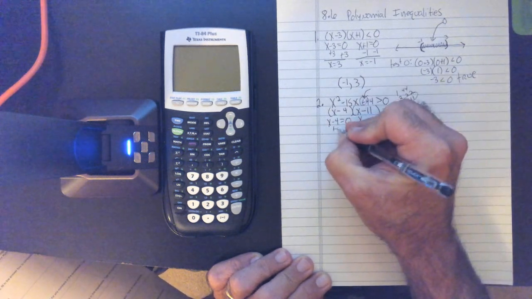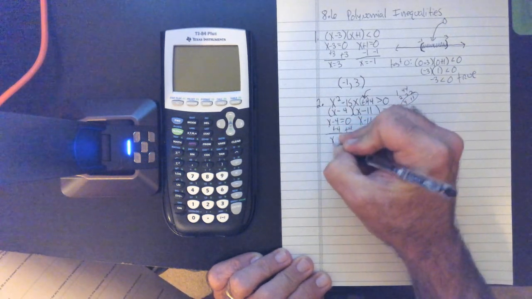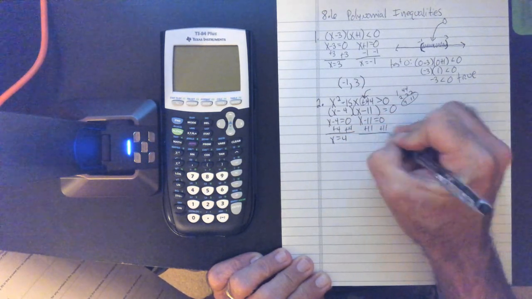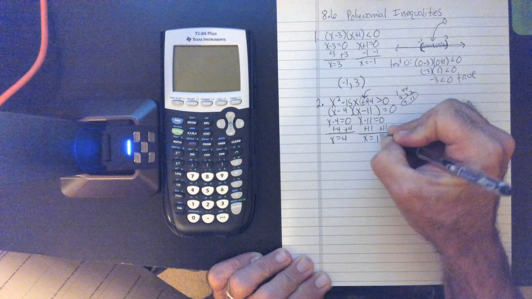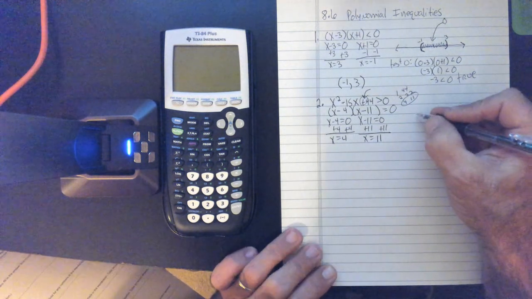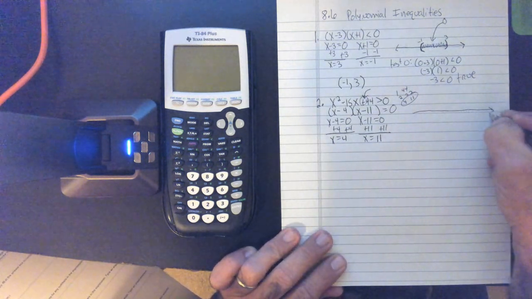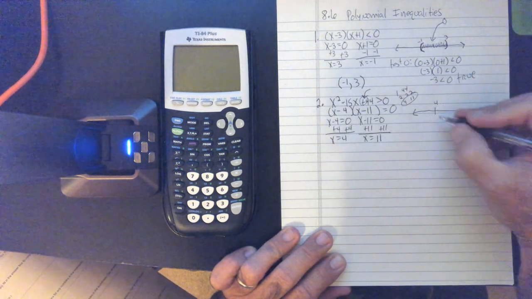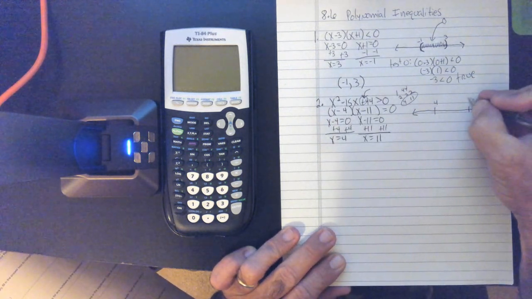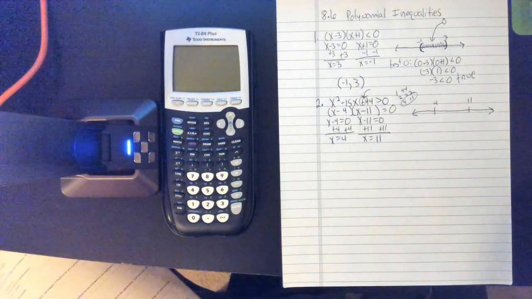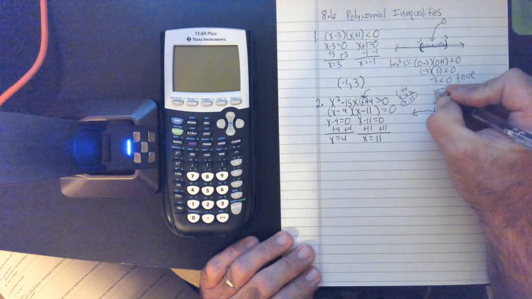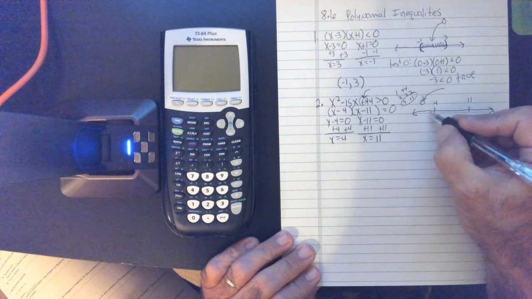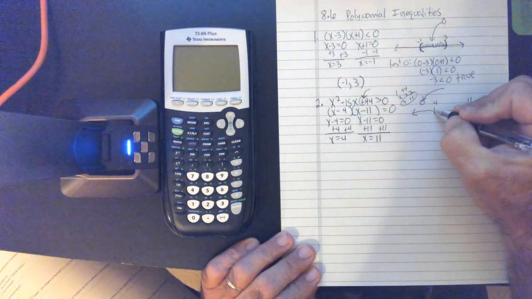So here I'm going to add 4. So x is a positive 4. Here I'll add 11 and get x equals a positive 11. So let's set up that number line. The first point I would hit would be the 4, and then I would hit the 11. Now, notice, I'm going to test my 0, but 0 is going to be on this part of the graph before you hit the 4.